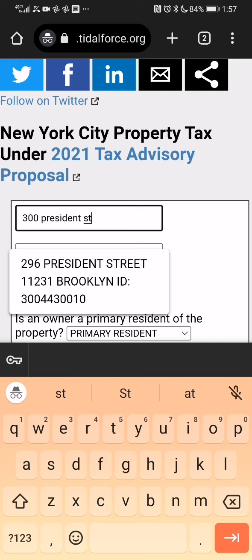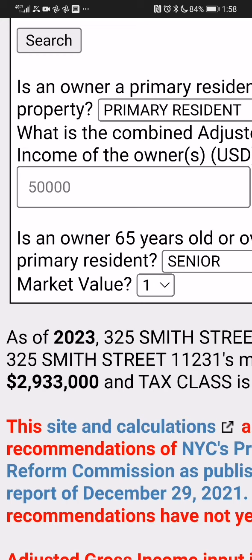Now, this is a particularly interesting property because it's a corner property. And if you look down here, it's actually giving the real address as Smith Street. So it's at the corner of Smith and President, and there will be lots of examples like this where you're searching on an address, you think that's the address, but the reality is that New York City's Department of Finance has a different address for it, but the borough block and lot number will be the same.